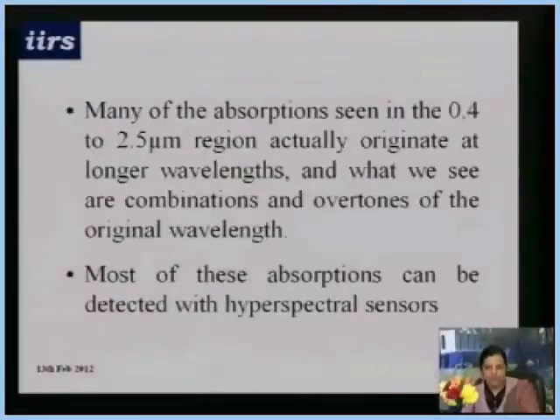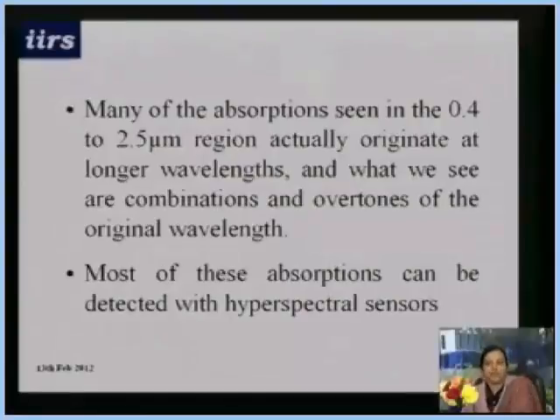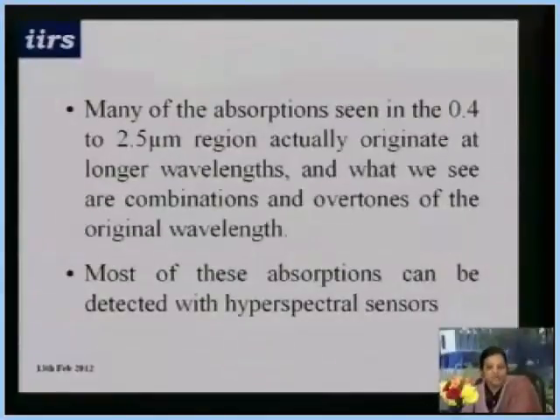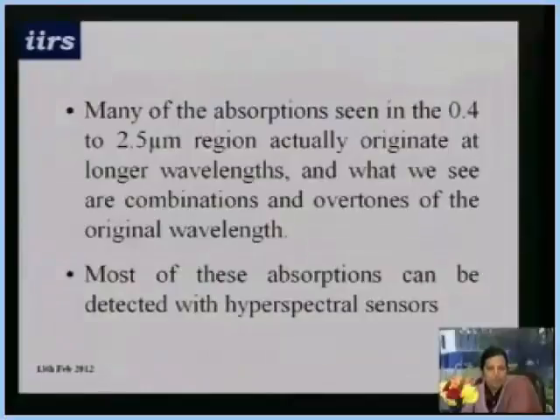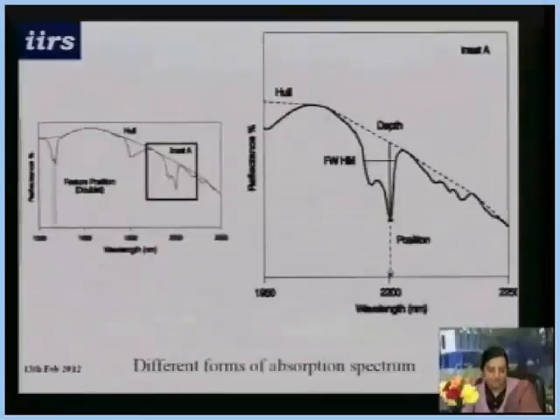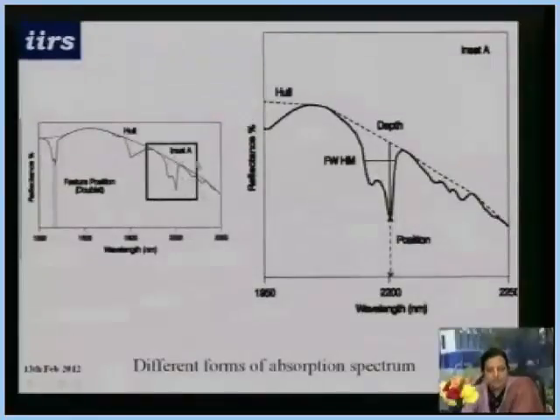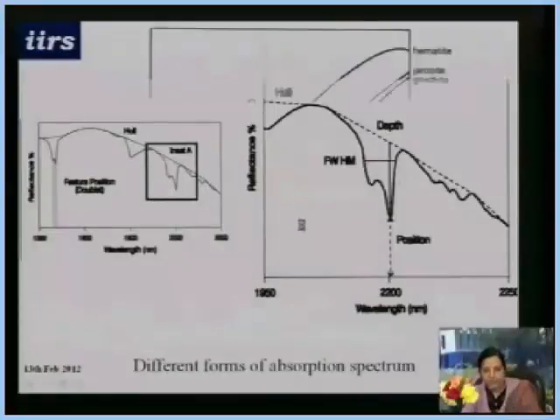So many of the absorptions seen in the region from 0.4 to 2.5 micrometers actually originate at longer wavelengths, and what we see are the combinations and overtones of the original wavelength. So most of these absorptions can be detected with hyperspectral sensors. These are a few examples showing you different forms of absorption spectra. This is a zoomed up version of the absorption feature.